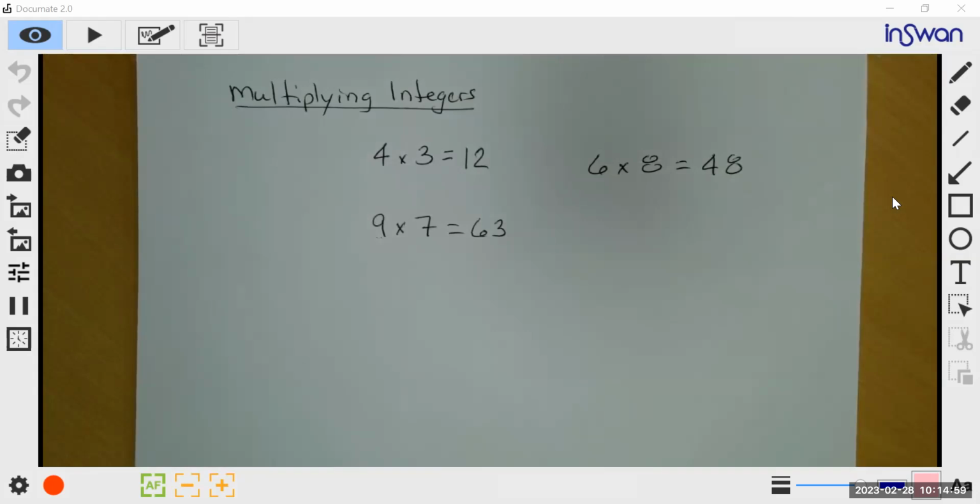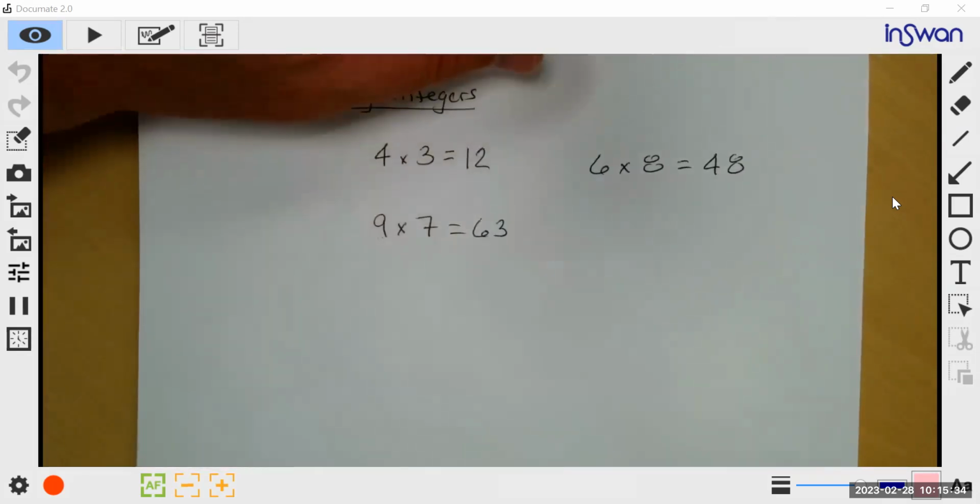9 times 4. Put down your 4th finger. What's the answer? 36. Your 4th, 1, 2, 3, 4. 36. 9 times 8. Put down your 8th finger. 72. So yes, nines are super easy.